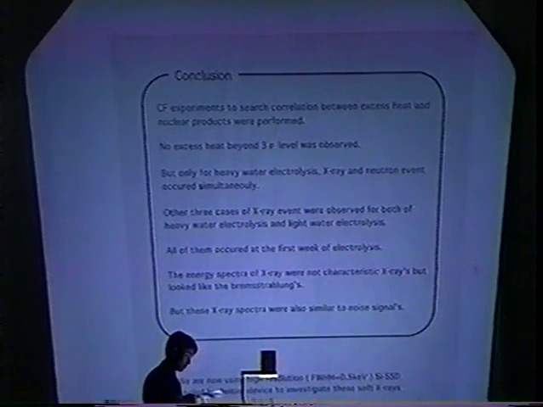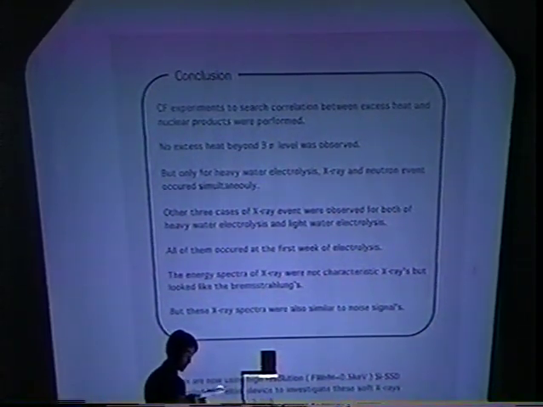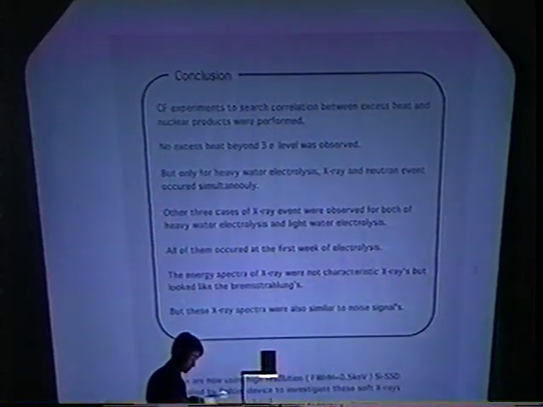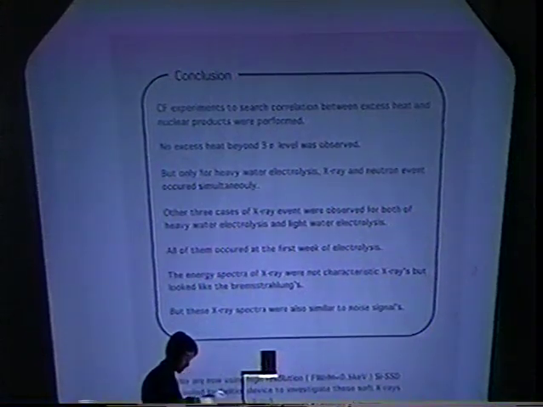But for only heavy water electrolysis, X-ray and neutron events occurred simultaneously. Other 3 X-ray events were observed out of 7 runs for both heavy water electrolysis and light water electrolysis. And all of them occurred in the first week of the electrolysis. The energy spectra of X-ray were not characteristic X-rays, but looked like bremsstrahlung. But these X-ray spectra were also similar to noise signals.